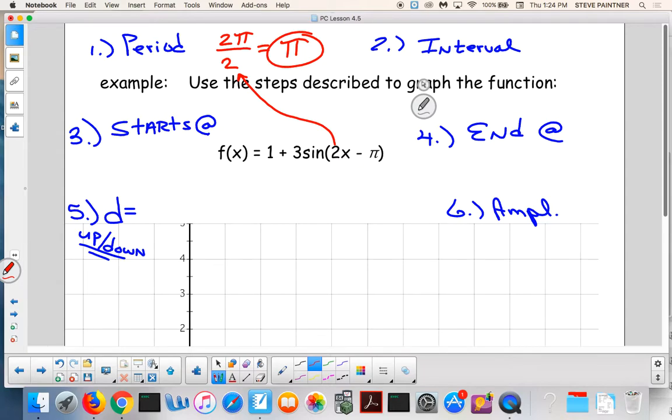Tell you what, if you can't get number 1 right, we're in trouble. Because if you don't know the period, we're in big trouble. This whole wave is going to happen from what to what? From 0 to pi. The answer is pi. Did you get pi? Okay.